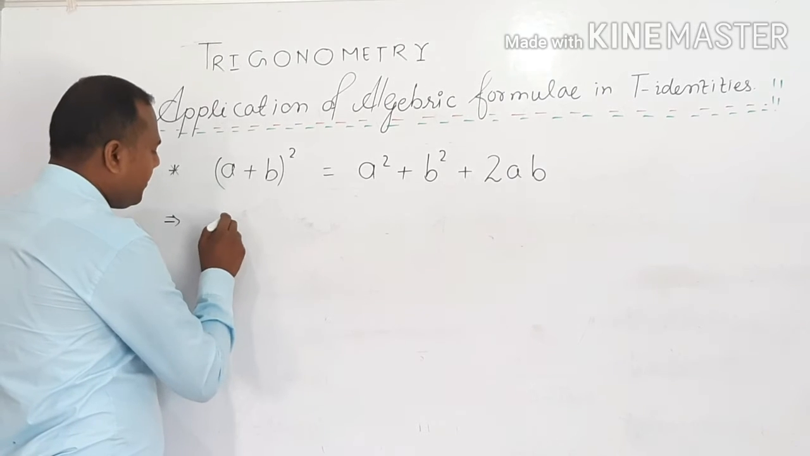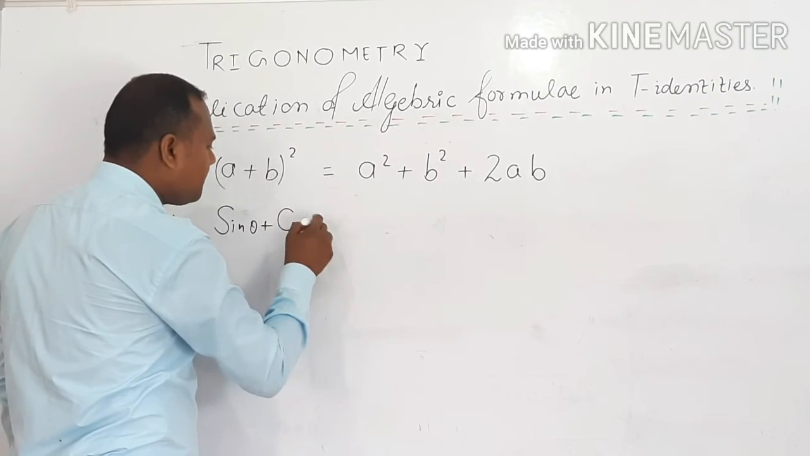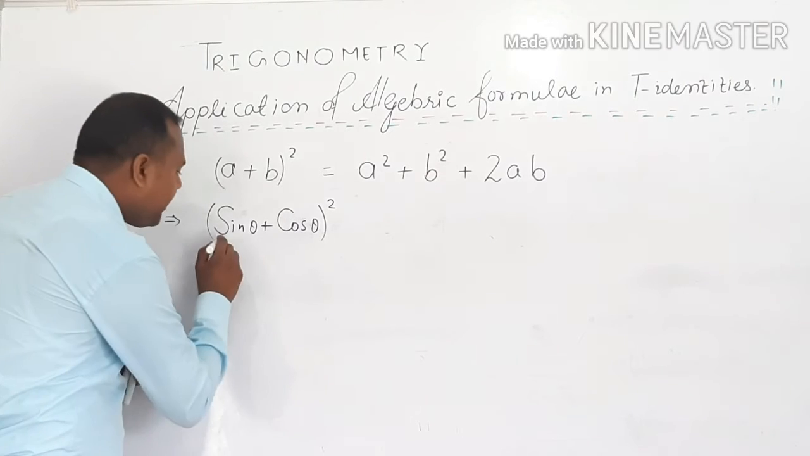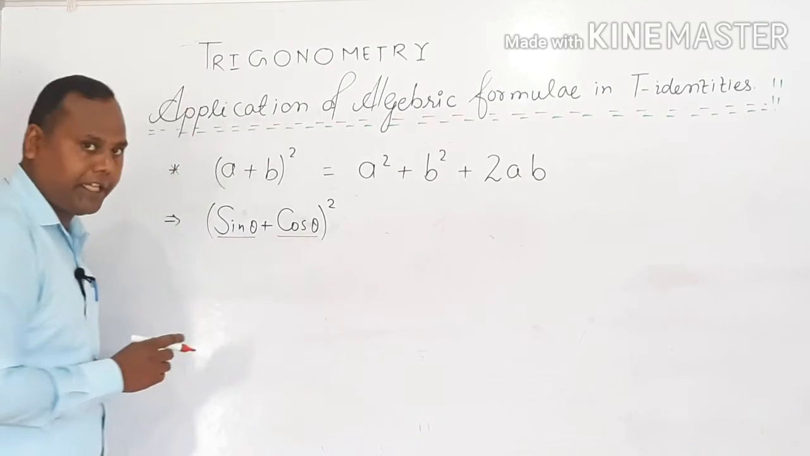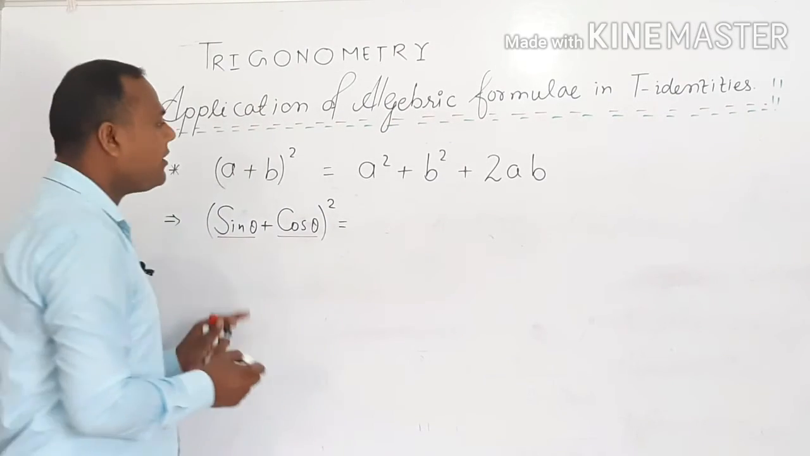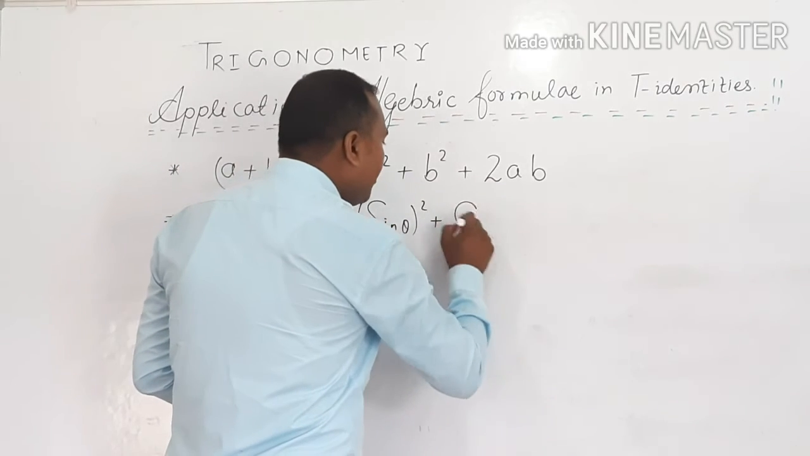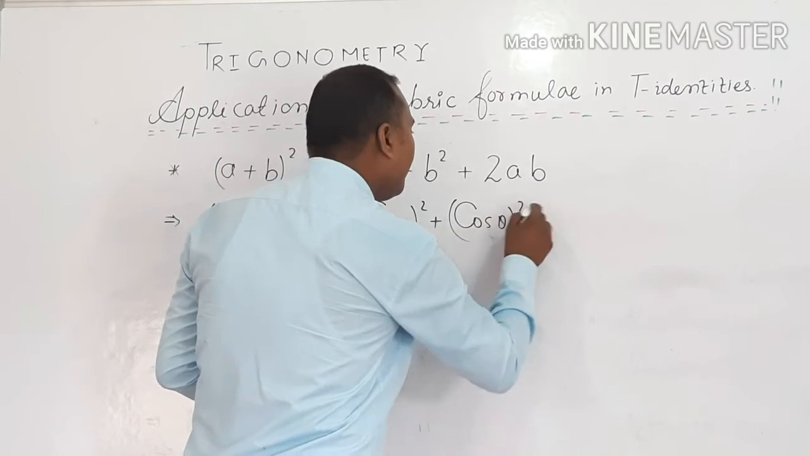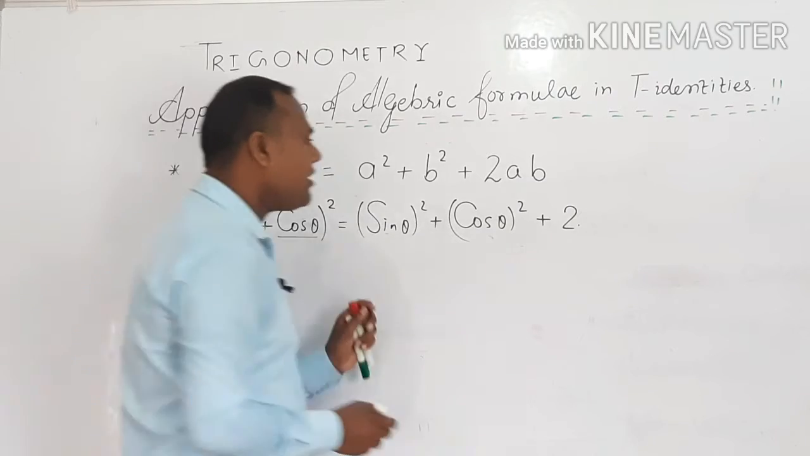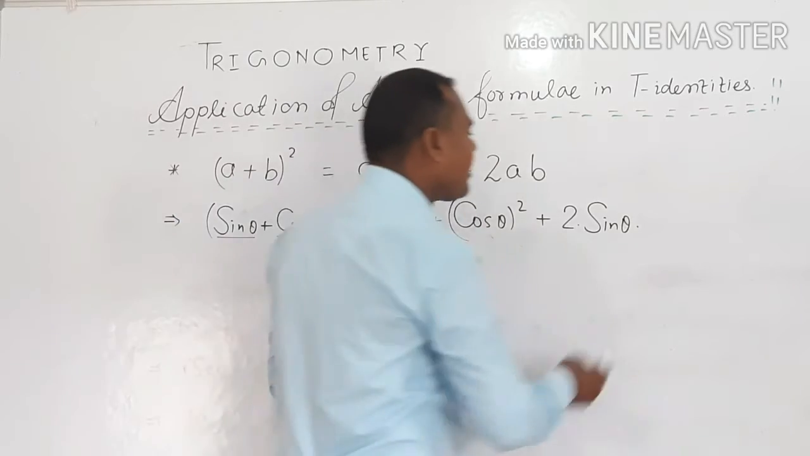If we put here sine of theta plus cos of theta the whole square, we always remember sine theta is the first term and cos theta is the second term. That's why we can say that first term the whole square, that means sine of theta the whole square, plus cos of theta the whole square, plus twice of first term. What is the first term? Sine theta. And what is the second term? That means cos of theta.